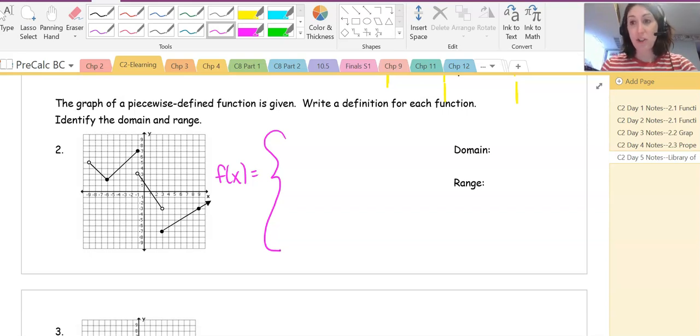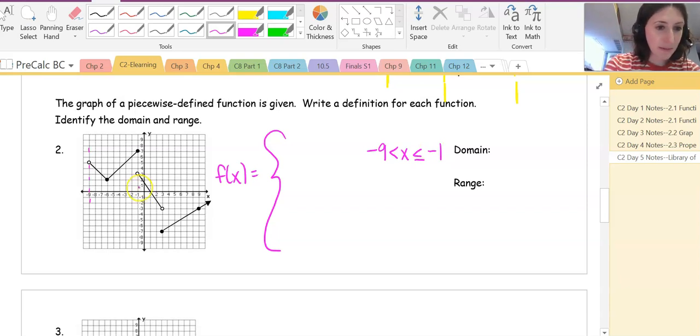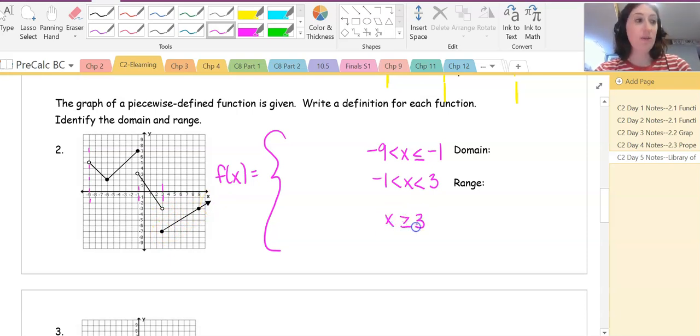So I prefer to do the domain restriction first. So for example, this first part goes from a -9, right, to, that looks like a -1. -9, it's going to be a less than because that's an open dot. x less than or equal to, and it's an equal to because it's a closed dot, and that's a -1. Okay, and then we're going from -1 to 3, and those should both be open dots. Okay, and then the last one is from 3, and it's to the right. Notice you have an arrow, so we're just going to say x is greater than or equal to 3 for that one.